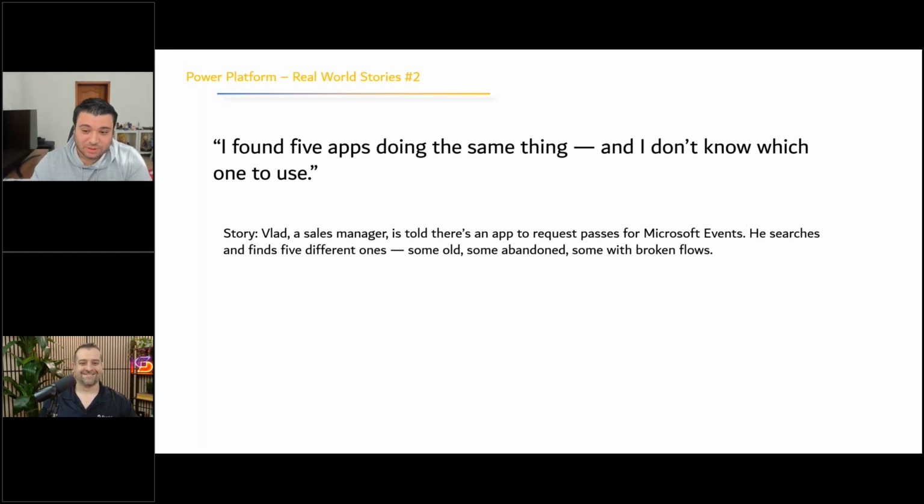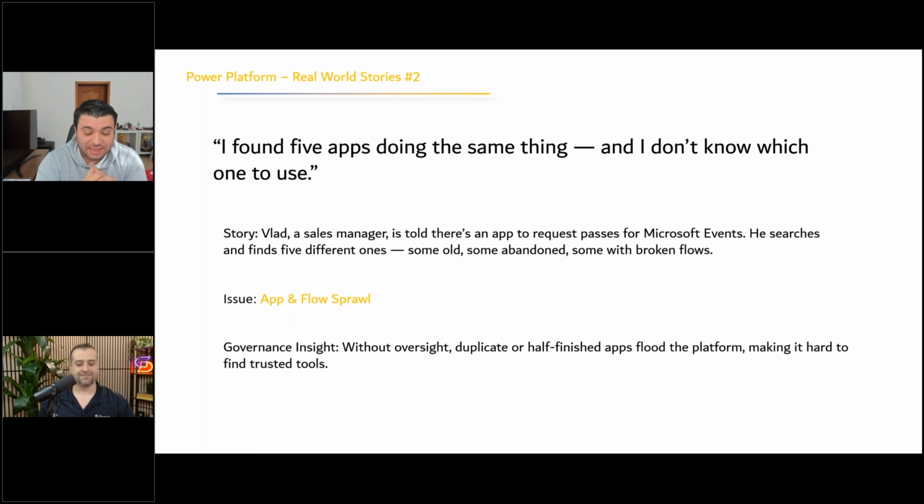There you go, absolutely, and that's what's happening if you don't clean up and don't see who is doing what. You will end up with 5, 10, 20 apps doing the same, and the end user who is going to consume that app has no idea. Without proper governance, you will have duplicates and half-finished apps flooding your platform, making it hard to find trusted solutions. And today, within the AI era, it's extremely fundamental to find the apps that you need in order to work very efficiently.